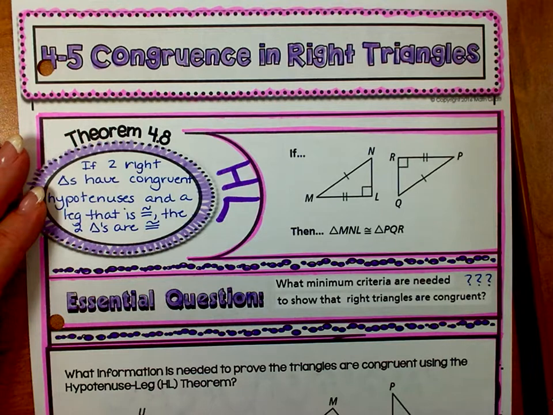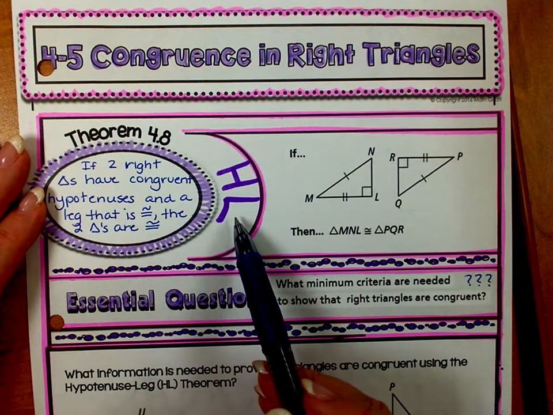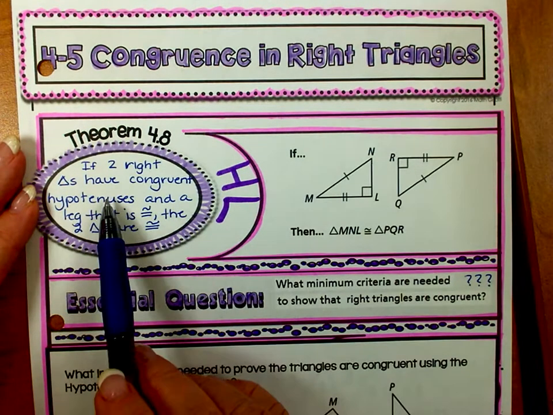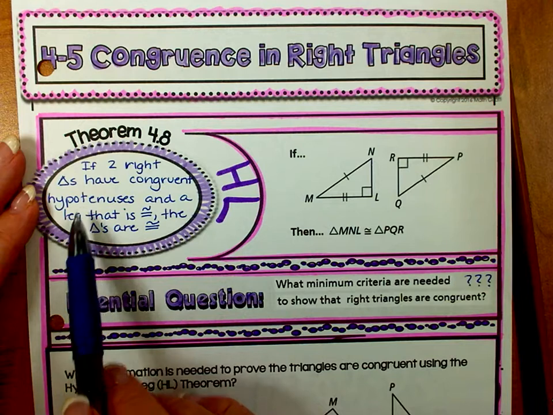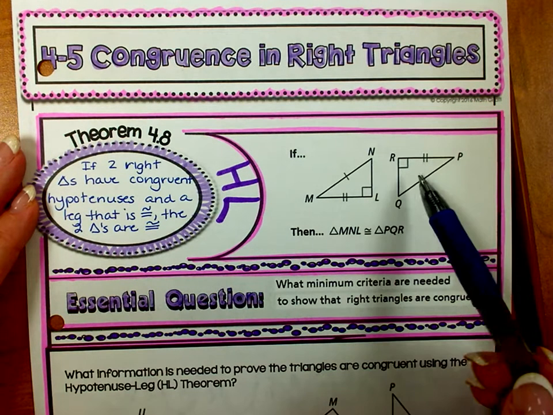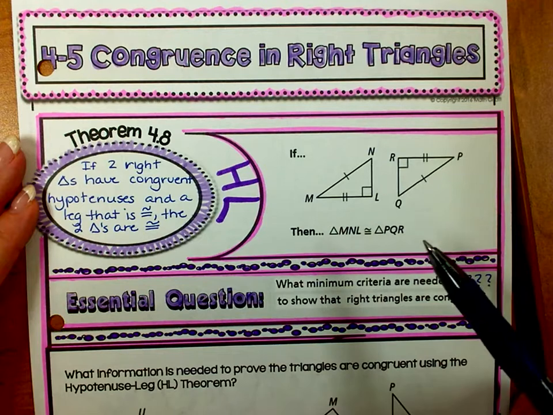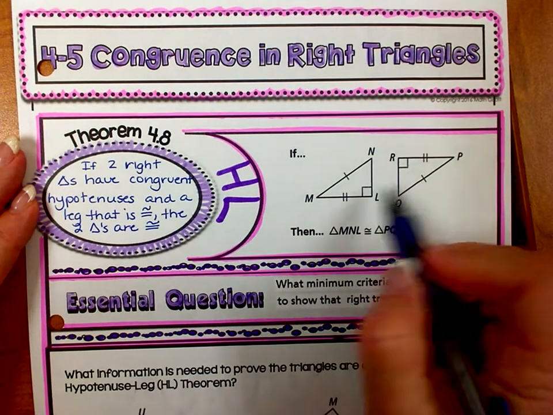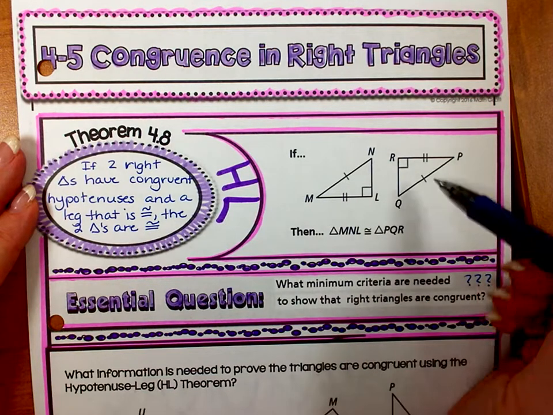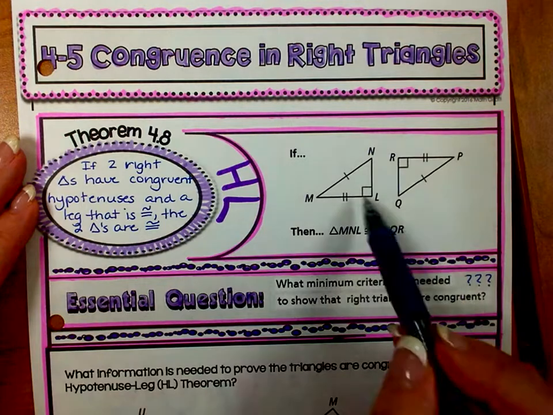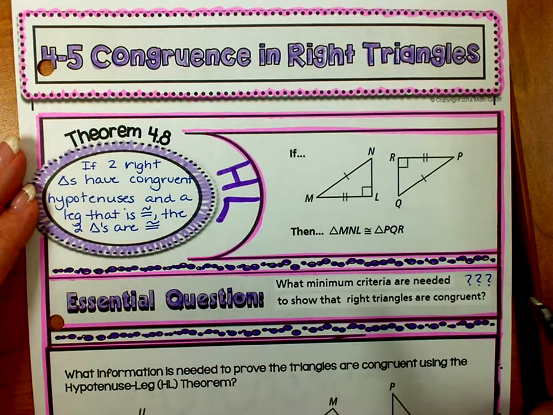The fifth lesson covers the final triangle congruence theorem, HL, which stands for hypotenuse leg. It says, if two right triangles have congruent hypotenuses and a leg that is congruent, then the two triangles are congruent. So here we have two right triangles, and they have one leg that's congruent, and their hypotenuse, the side that's across from the right angle, is also congruent, which means that both of these triangles are congruent.